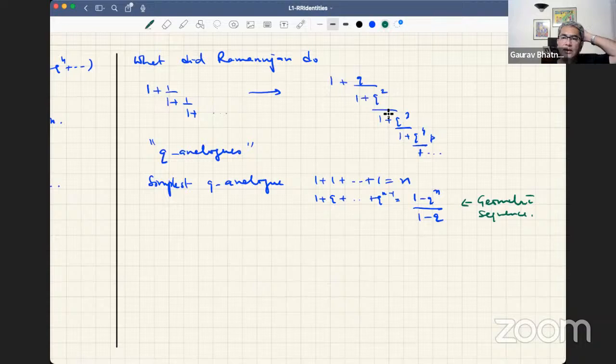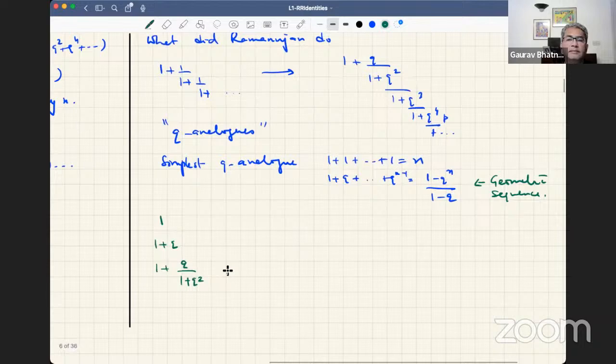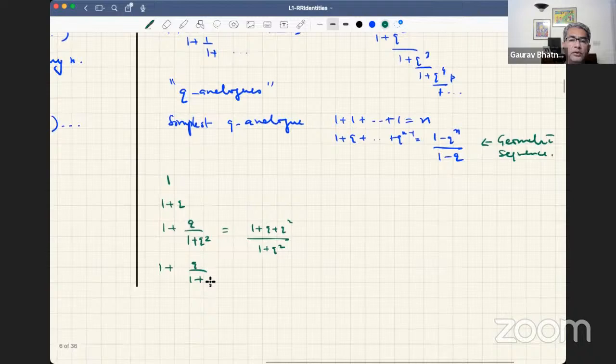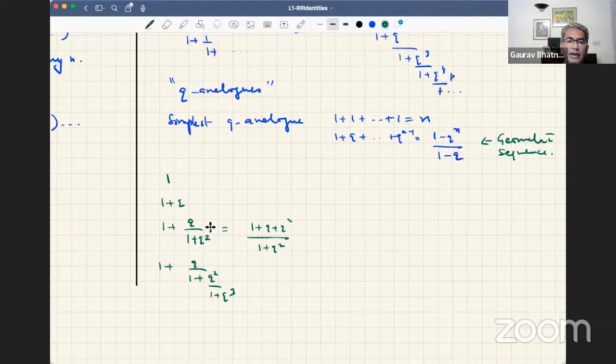Let's calculate this. We'll just calculate it. So chop it off. So you get one, then you get one plus q over one plus q squared. Then you do 1 plus q over 1 plus q squared over 1 plus q cubed. So we would like to use this chap right here and use it here, but things are not matching up quite. So there's an extra power of q here and from here, right?